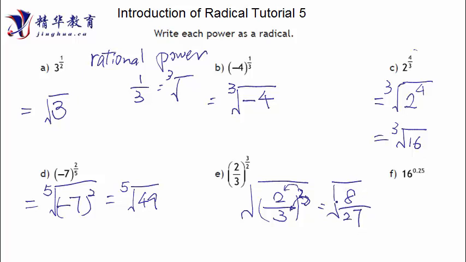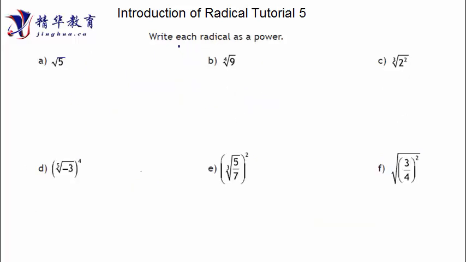That's it. Okay, 16 to the power of 0.25 equals 16 to the power of 1 over 4. 0.25 is 1 over 4. If you don't know how to do this one, please check my other grade 10 videos on how to convert a rational into a decimal. So 16 to the power of 1 over 4 equals the 4th root of 16. That's it.